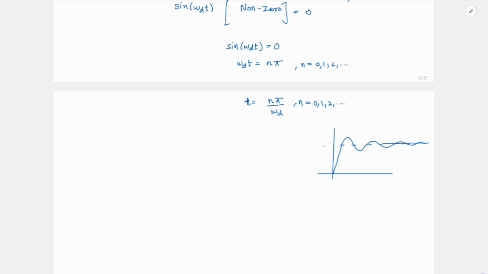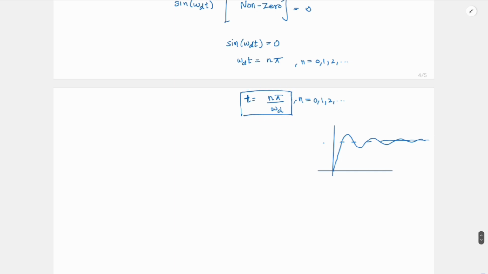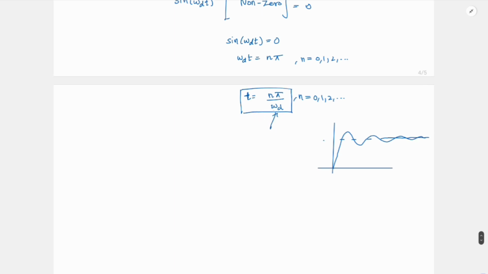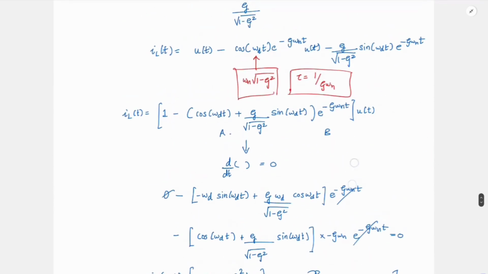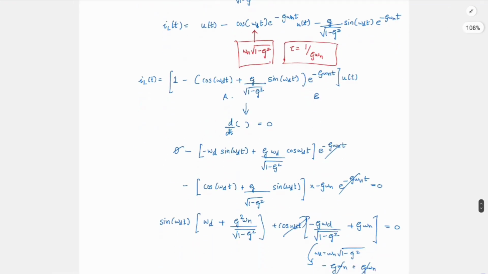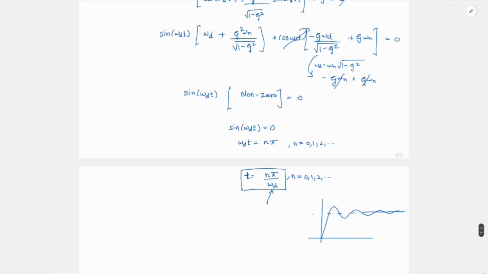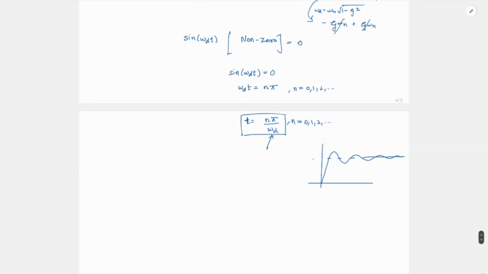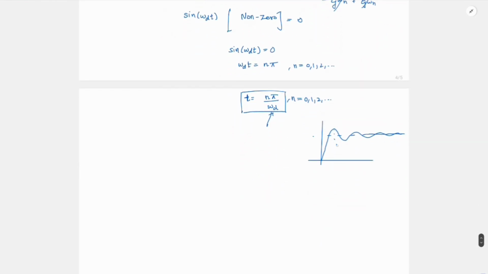Now what else can you observe? Where do the maxima and minima occur? It is at integer multiples of pi by omega d. And omega d, what did we say? It is nothing but the frequency of our sinusoidals which we got from the transient response. So we needn't even have done all this if we can just remember that our maxima and minima are going to occur at integer multiples of pi by omega d, right? So where does our first maxima occur? It is at pi by omega d. The second is going to be a minima, which will occur at 2 pi by omega d.